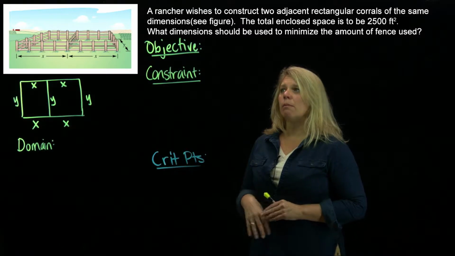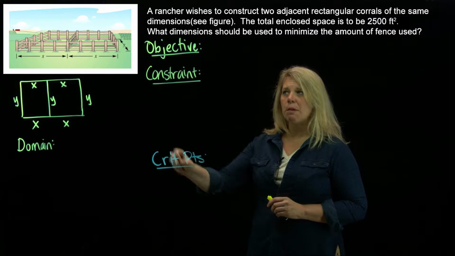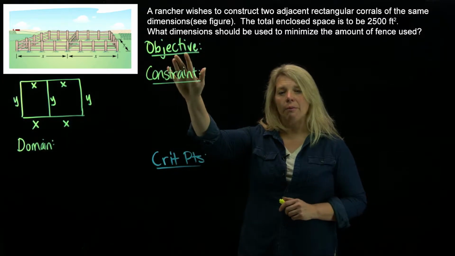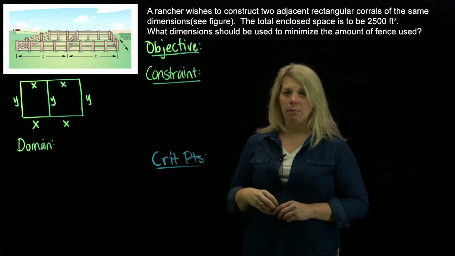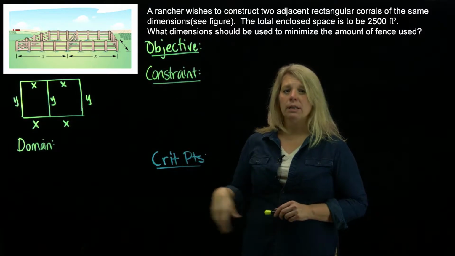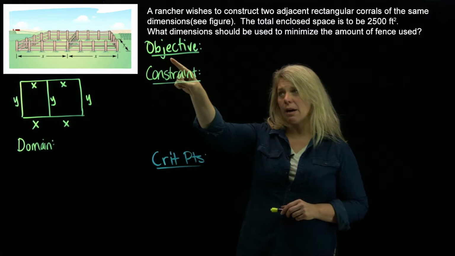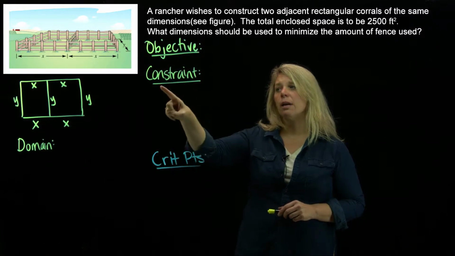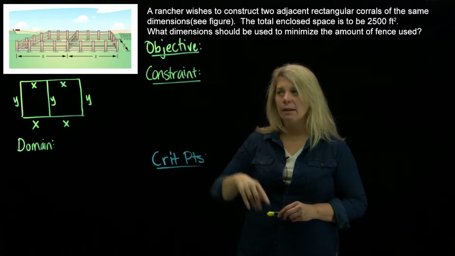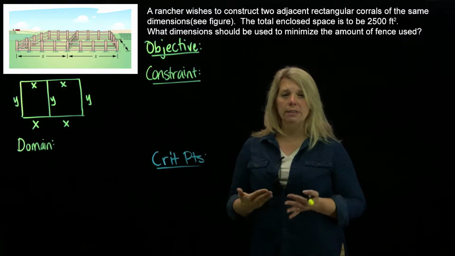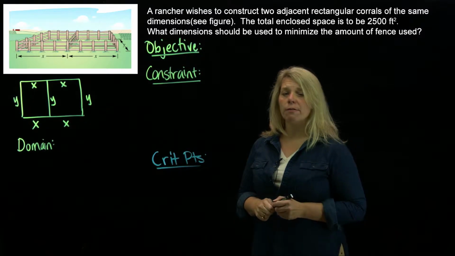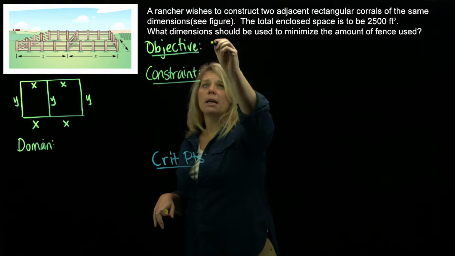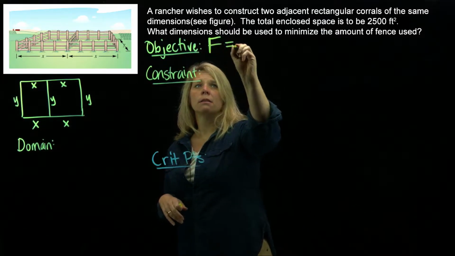So in the last problem, our objective function was to maximize area, and we had a constraint about the amount of fence. In this problem, our objective function is to minimize the amount of fence that we're going to use, and our constraint is about area. All right, so read the problem. Whatever it's asking you to maximize or minimize describes your objective function. So we want to minimize the amount of fence, right?